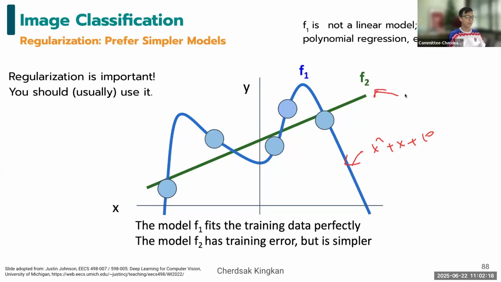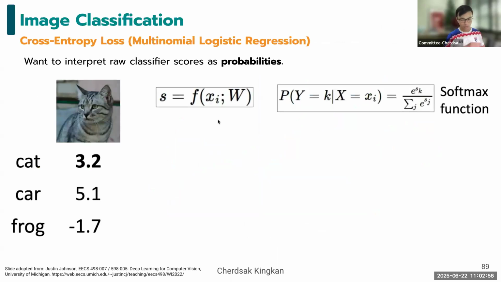But F2 will be simple, just mx plus b. So it is just a linear model, which is much simpler than the polynomial model. So we can use regularization to control that. Even though there are errors in the training, we can be okay with that, but give me a simple model. Don't give me a complex model, even though it fits perfectly with the data. So that's another purpose of regularization.